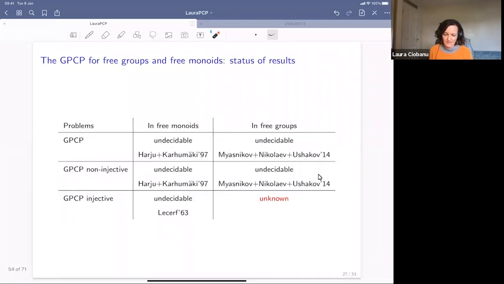So there's this problem, and that has been studied a lot. Again, it's undecidable when it comes to free monoids, semigroups. It's undecidable for all things you can imagine. If you take none of the maps to be injective, it's undecidable. If you take at least one to be injective, then it's undecidable. So everything is undecidable. Now for free groups, this is the first paper to study PCP and GPCP in an organized fashion. In 2014, Myasnikov, Nikolaev, and Ushakov showed that it's undecidable.